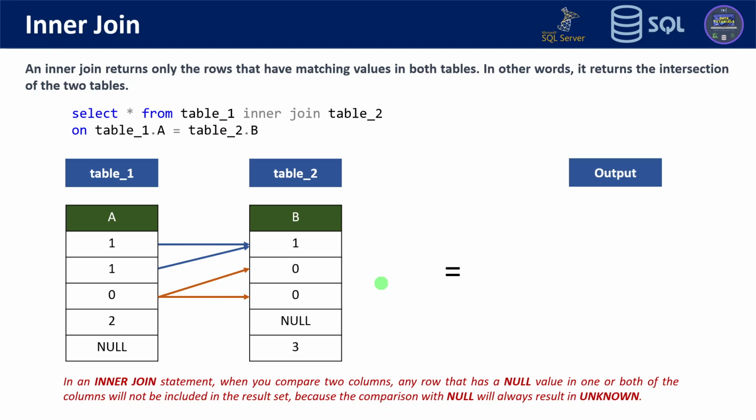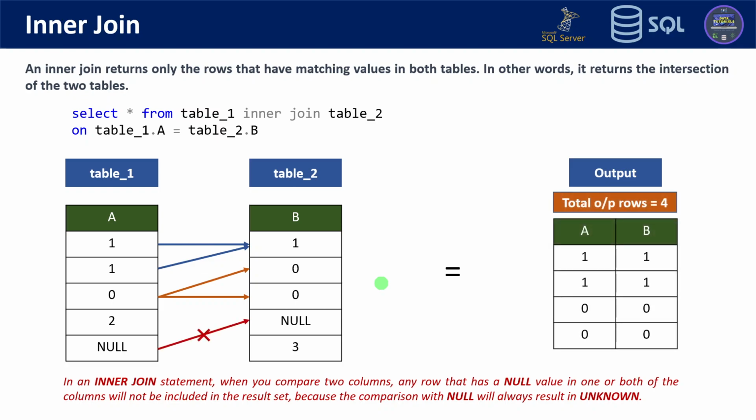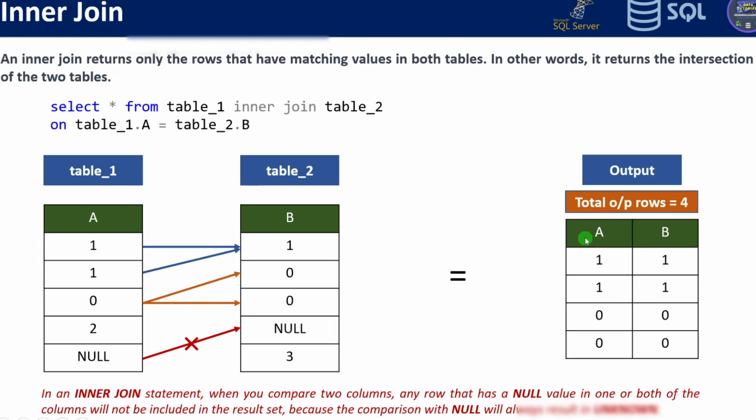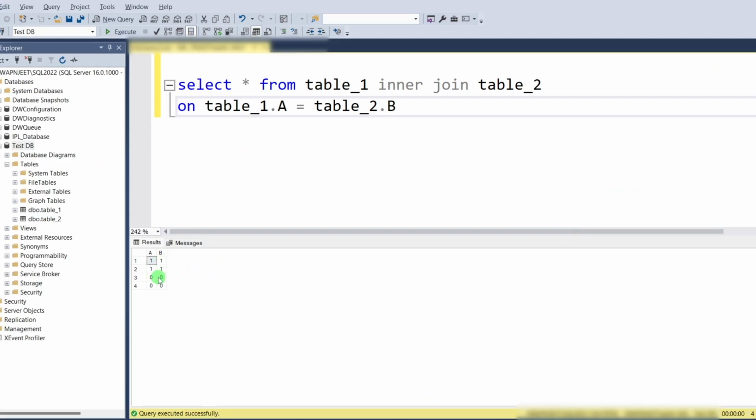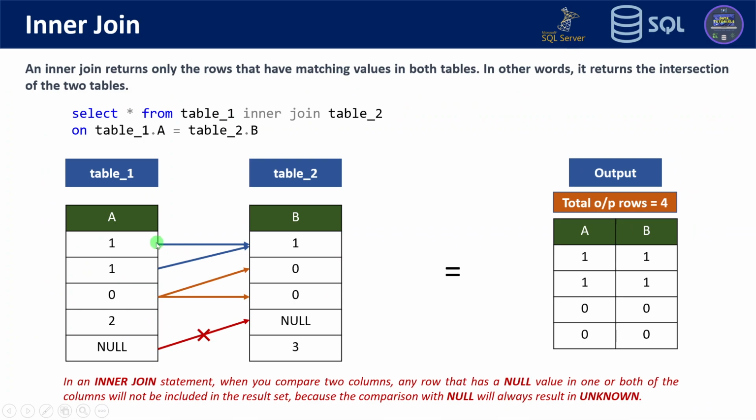This is very important, guys. So in this way null will never be joined to null, and we will get our output in this form. The same output, that is 1, 1, 1, 1, 0, 0, 0, 0. The number of lines which I have drawn here, the same number of output rows you will get: one joined with one, this one with this one, 0 with 0, 0 with 0. And the total output rows are how many? 4. So this is an inner join.